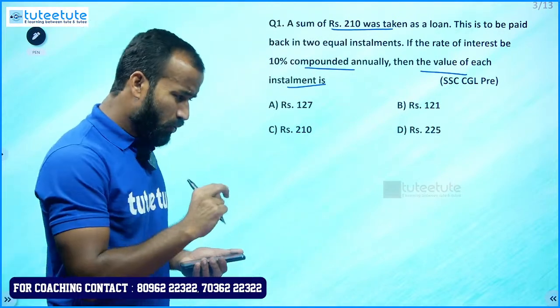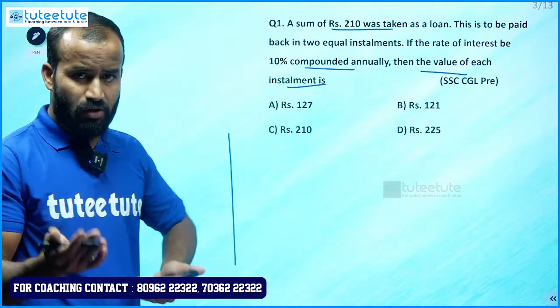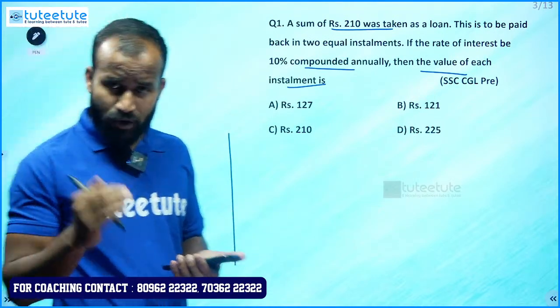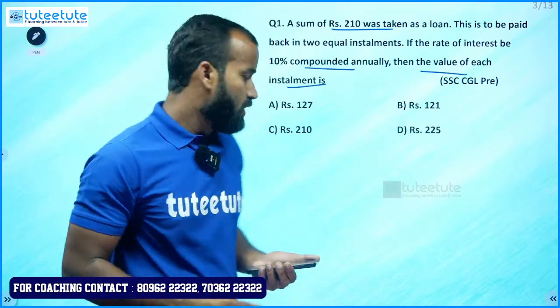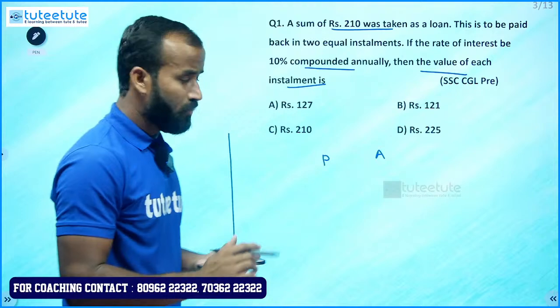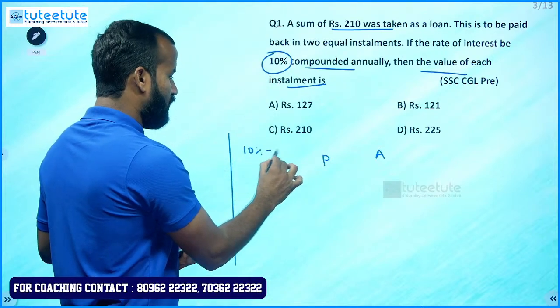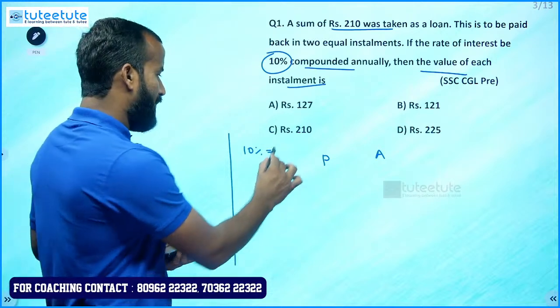Here, we are going to calculate this problem using the procedure and using the shortcut. First we will solve with the shortcut, and only then will we know the importance of the shortcut. So first, the principal amount. See here, how much percentage is given? 10%. If you write 10% as a fraction, it is 1 by 10.